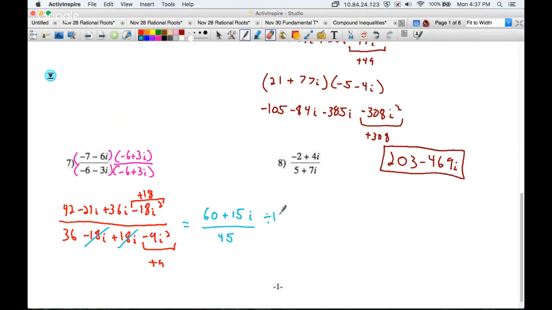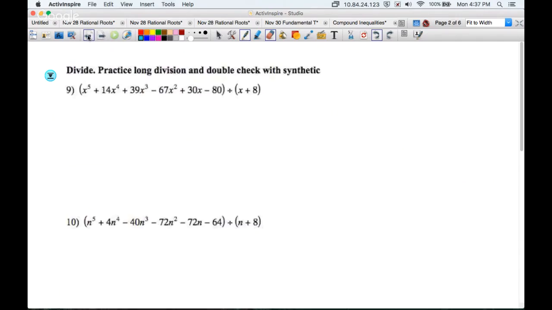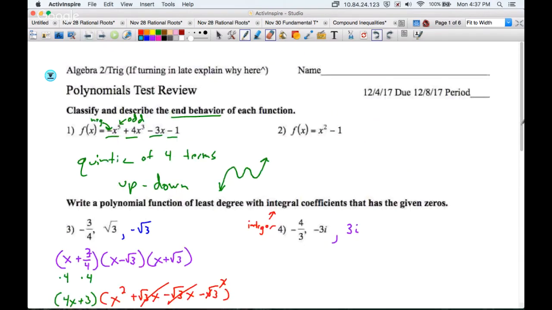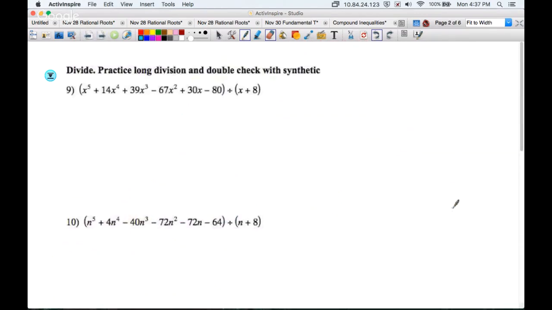Yep, lots of opportunities to simplify. Let's divide everything by 15 on the top and the bottom. More parentheses to just make sure we do this right. 4 plus i over 3. Let's see if we got number 7 right. 4 plus i over 3. Yep, looks good. I think we'll call that good for the front page. Moving on to page 2.